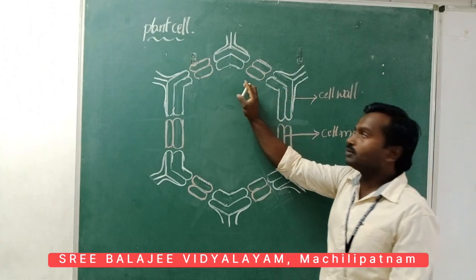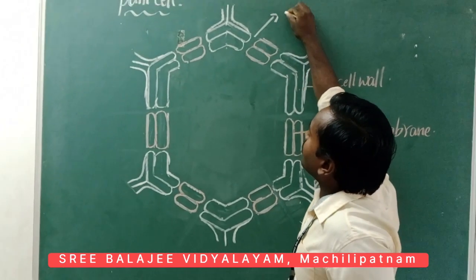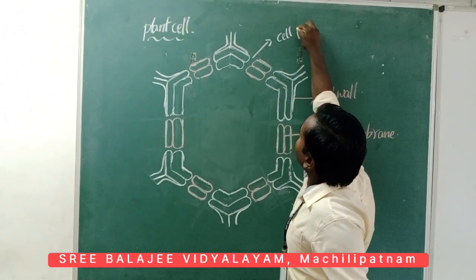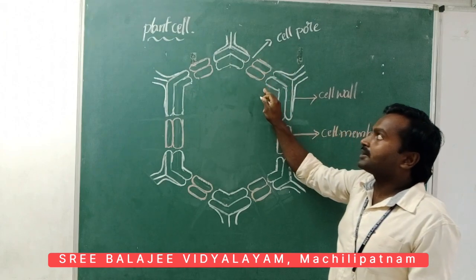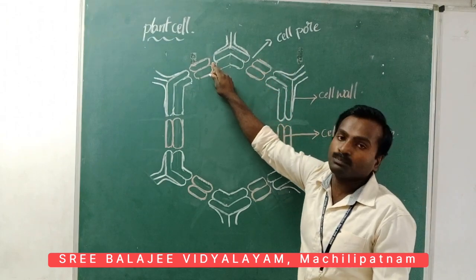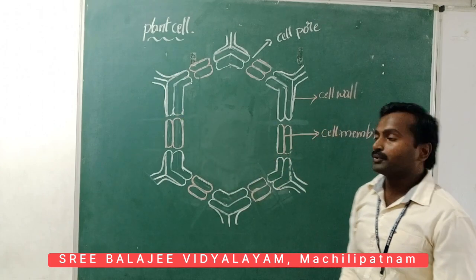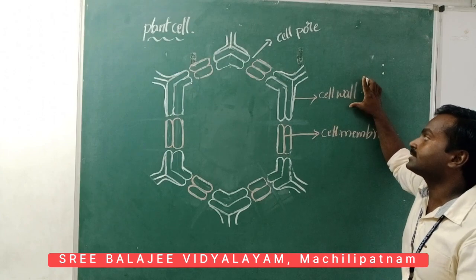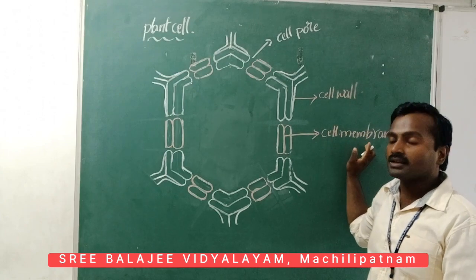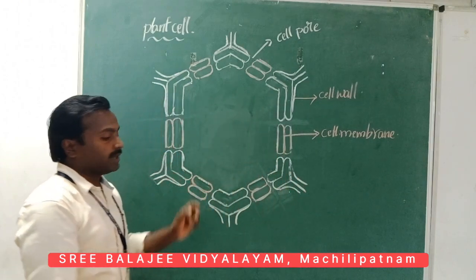Here you can see some gaps in the plant cell. These gaps are called cell pores. Pore means gaps. Here you can see a gap. Here also a gap. All these gaps are called cell pores. Next, what is the outermost membrane in the plant cell? Cell wall. And the inner membrane? Cell membrane. Now we are going to draw the inner contents of the plant cell.